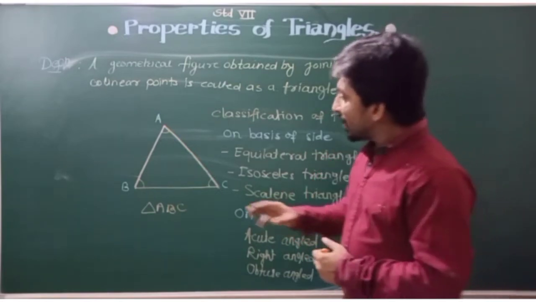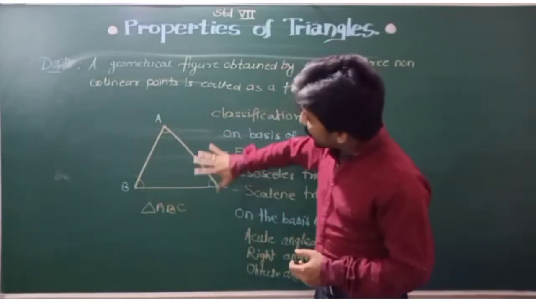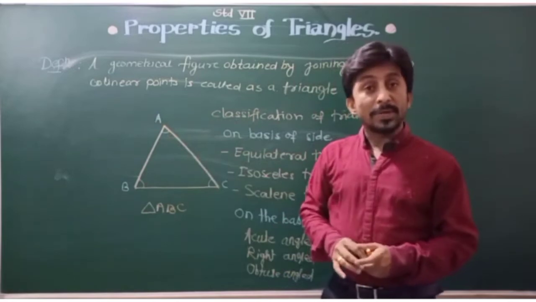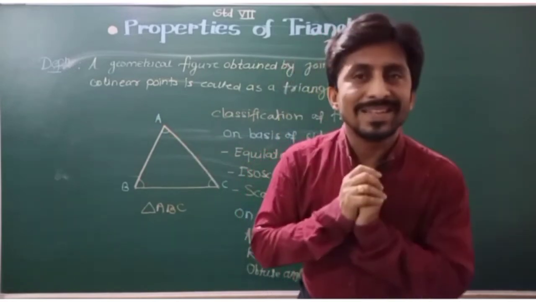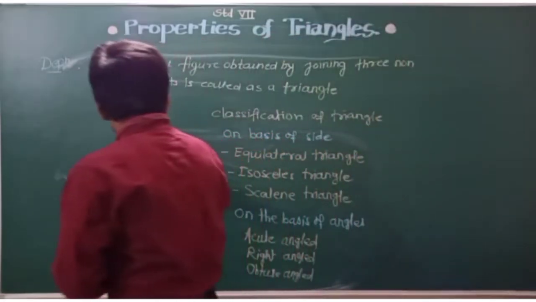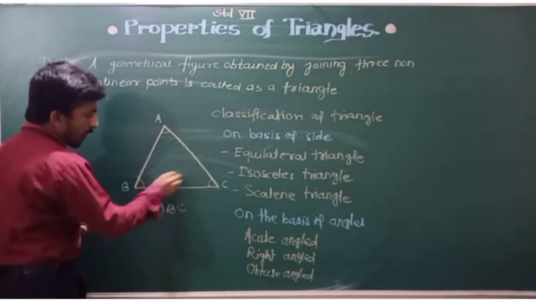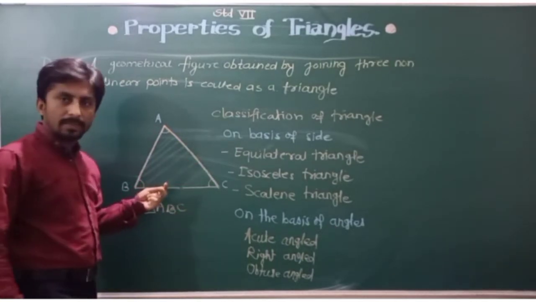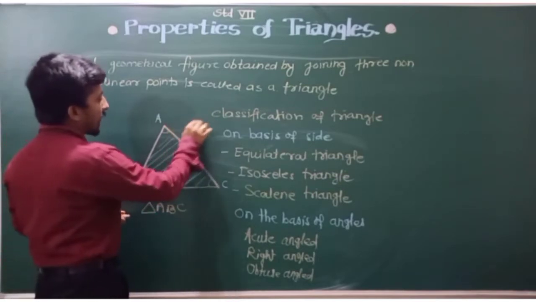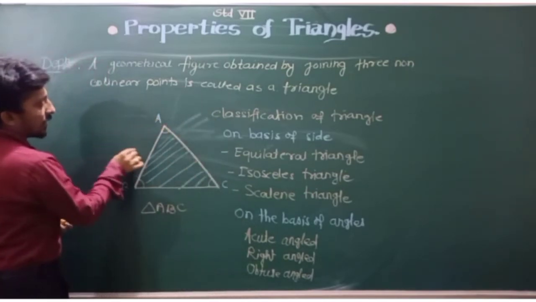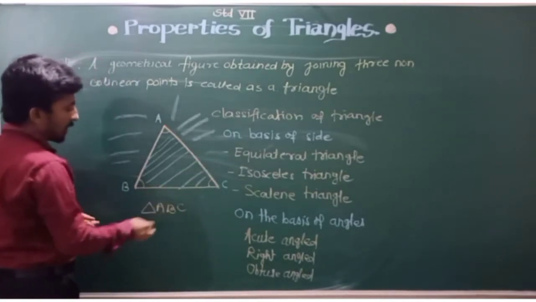Here, this triangle is drawn in this plane. Because of this triangle, this plane is divided into three regions. Let's see how. This region which I will set is called the interior of a triangle. This region outside the triangle, all this region, is called the exterior of a triangle.